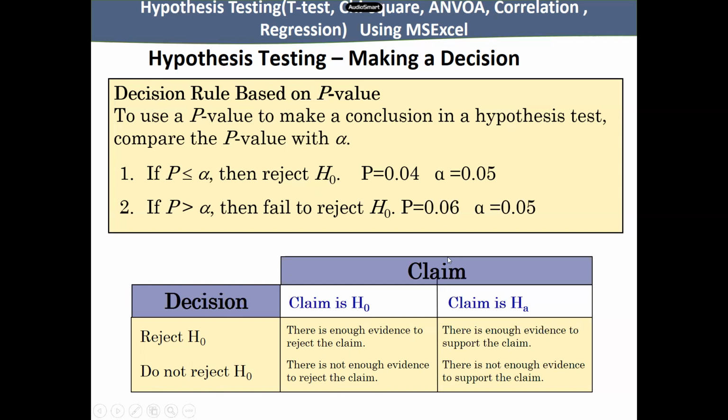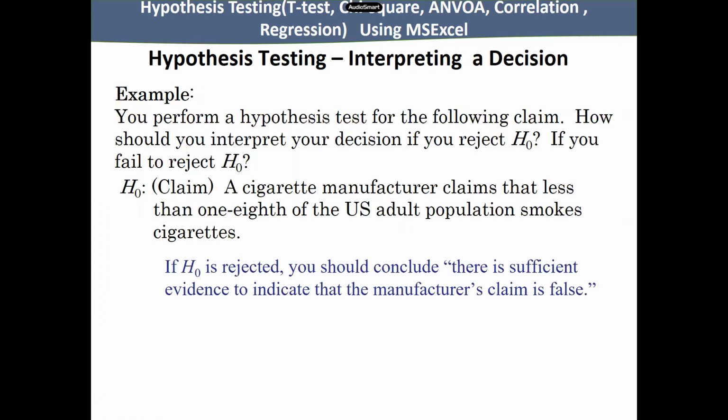If the claim is HA, there is enough evidence to support what? The claim. It's the same as this. Instead of saying there is enough evidence to reject the claim, you will say that there is enough evidence to support the claim. That is when you decide to accept what? HA. Okay?